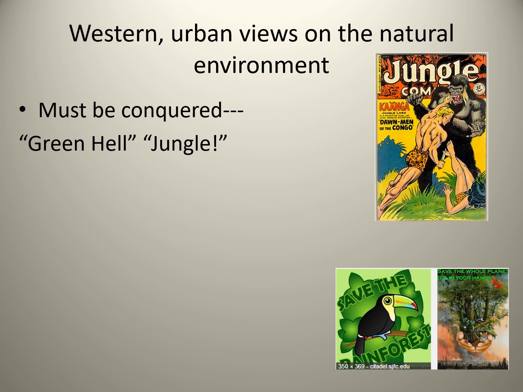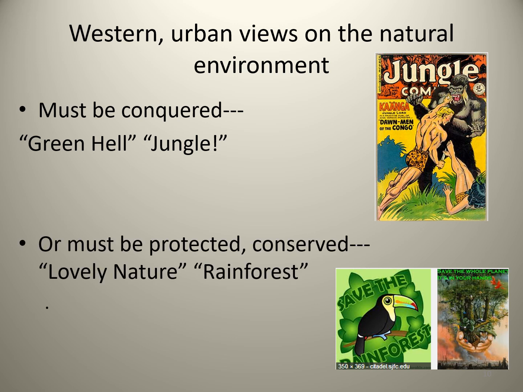So how do Western civilizations, Western societies tend to view the natural environment? There are two main views I'll highlight for you. The first is this idea that the natural environment must be conquered. It's dangerous, it's savage, it's beautiful, but again, savage and dangerous. We have to conquer it, master it. And then there's this other view that nature is something that needs to be protected, conserved, kept free from human impact. This idea of lovely nature or the rainforest, which is sort of a nicer word for jungle or green hell, which were the initial terms.